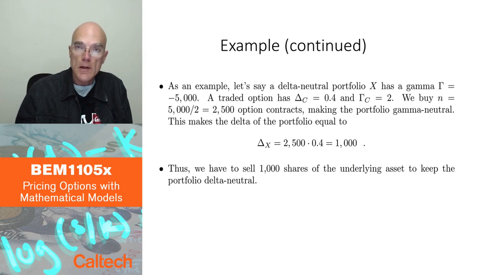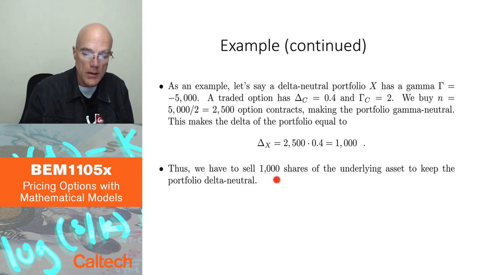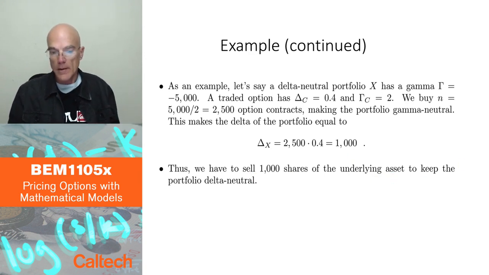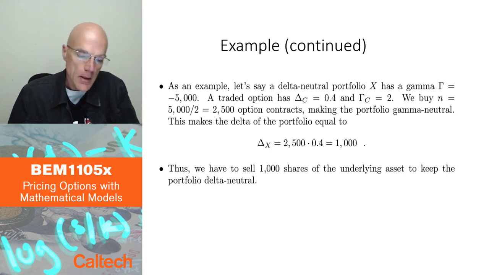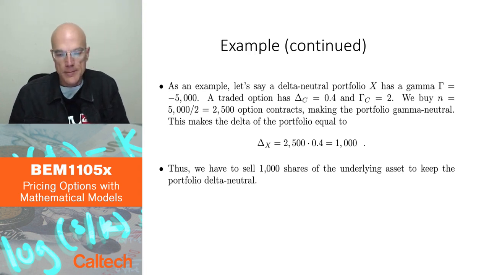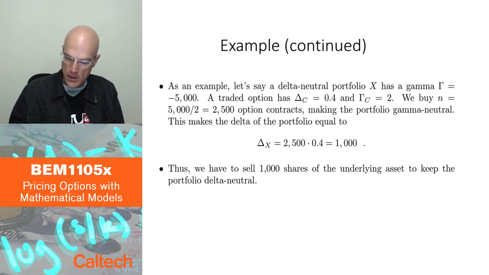Well, that's easy to fix, as we said. You just sell how many? 1,000 shares of the underlying asset, because each share has delta equal to 1. So you just sell 1,000 shares of the underlying asset, and your portfolio will become delta neutral and still remain gamma neutral. Gamma does not change. Okay, so that illustrates the use of options in controlling these sensitivities.